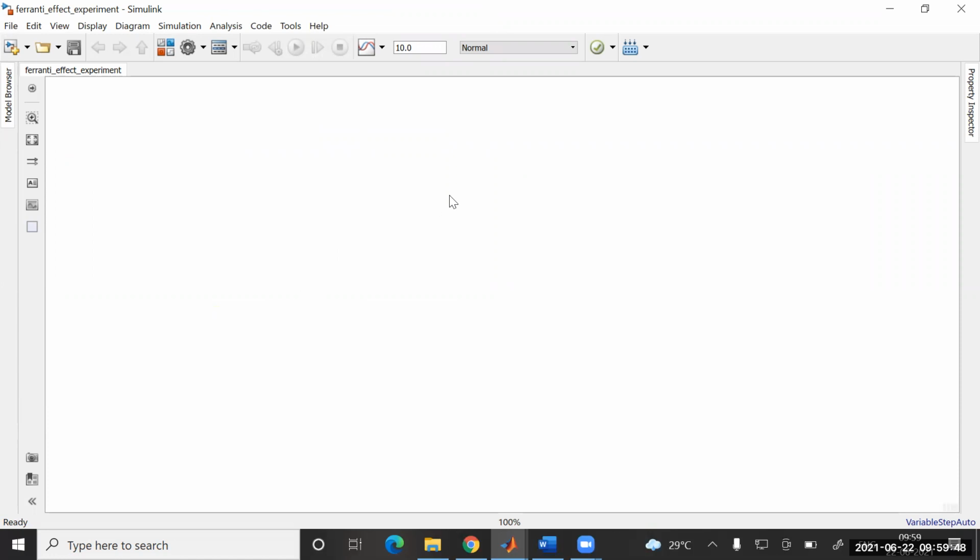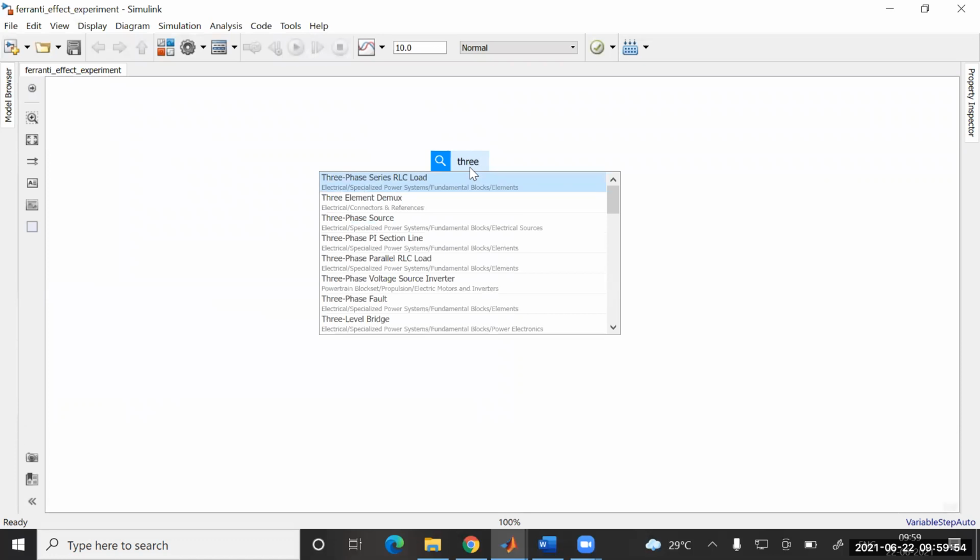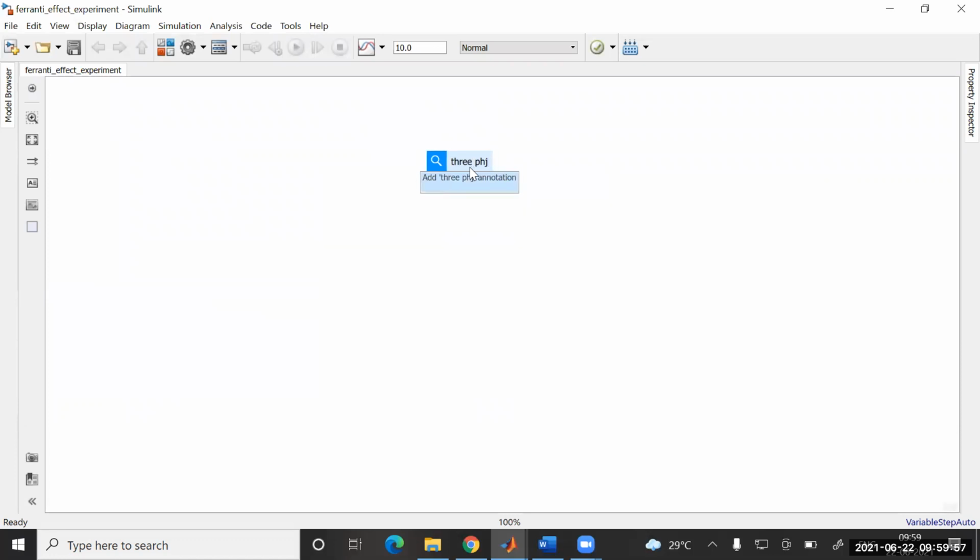What do you need first of all? I need a source. So we'll type over here 3-phase source. Okay, so there will be a 3-phase source. Yeah, this is your 3-phase source. We'll name this as 3-phase source.